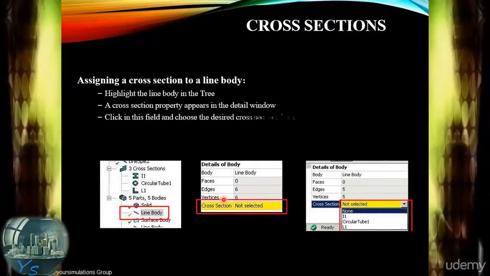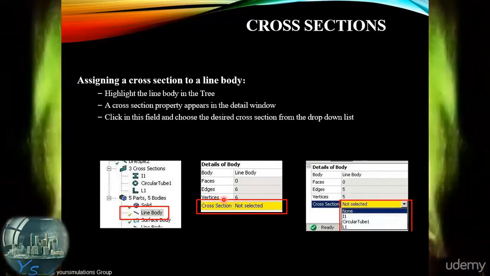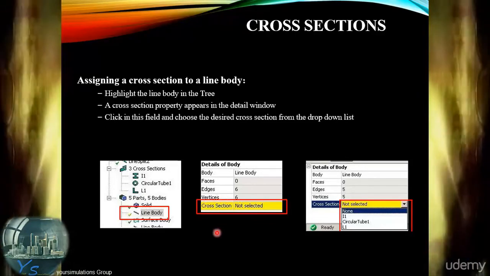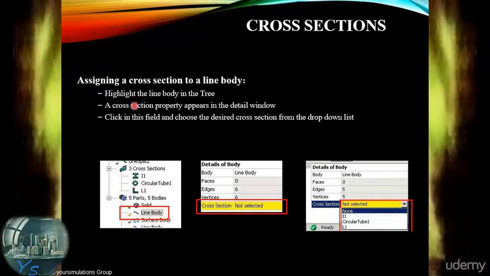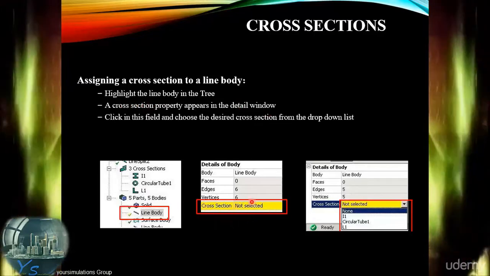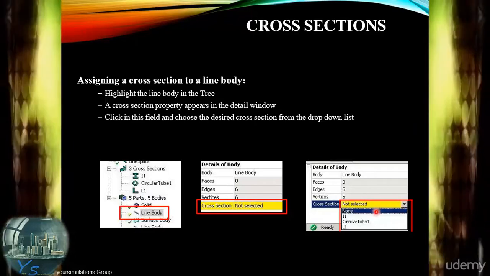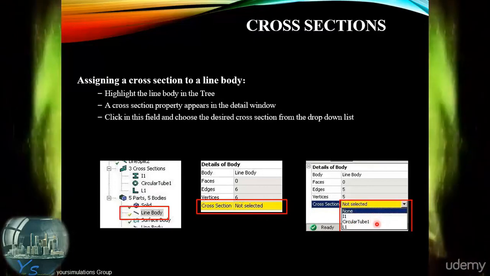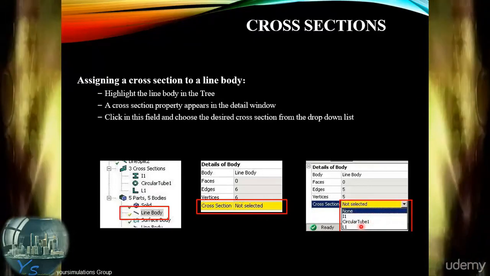Once we've created a cross-section, we can assign it to an existing line body. This is when we start to close the loop on cross-section use. We simply highlight the line body in the tree, as shown on the left hand side, and a cross-section property appears in the details window, shown in the center. We can then select this field and drop down and select the cross-section that's been created. This will then assign the cross-section which has been created to that particular line body.